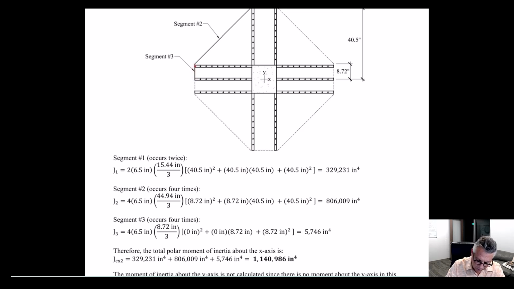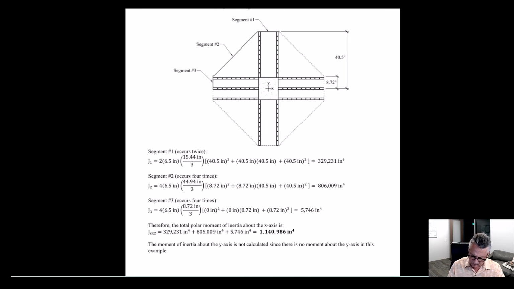Segment three is this little one right there. And I just broke this up because, I mean, you're measuring everything from this point. So the I portion of that segment, the Y I, is 0. It's at the same location as the centroid. So Y sub I is 0. Y sub J, the other end of that same segment, is at 8.72. And J squared is 8.72 squared. So that doesn't give a heck of a lot of contribution to this, but we'll take whatever we can get.